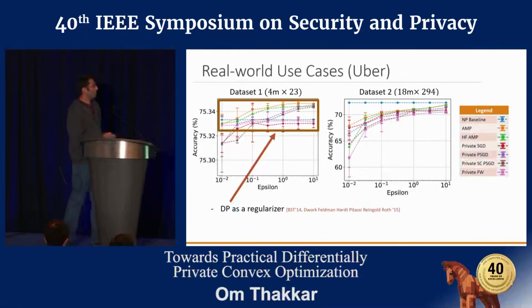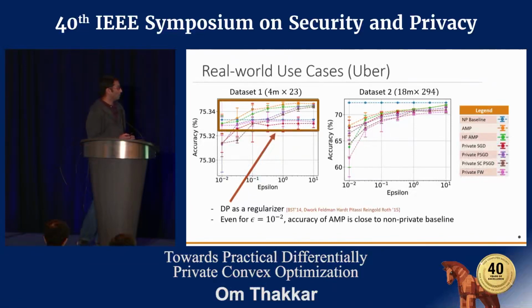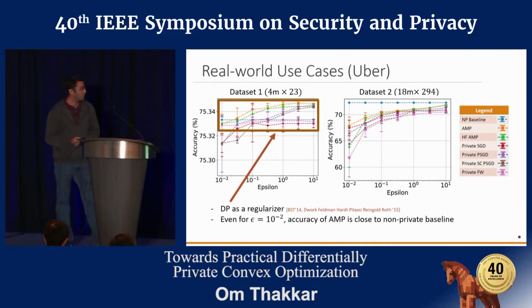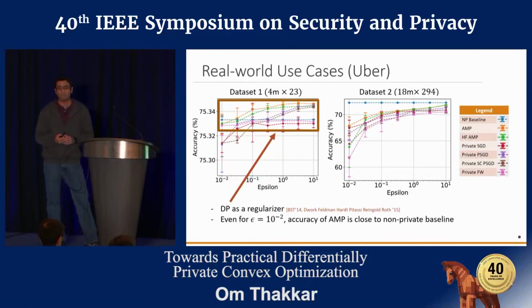Also notice that since we have millions of samples, the range of the x-axis changes. On dataset 1, it's just 1/20th of a percent, whereas it's still pretty small in the other dataset. We also see that all algorithms basically show a smaller variance, and the accuracy of AMP is very close to the non-private baseline, even for the lowest privacy level we consider.